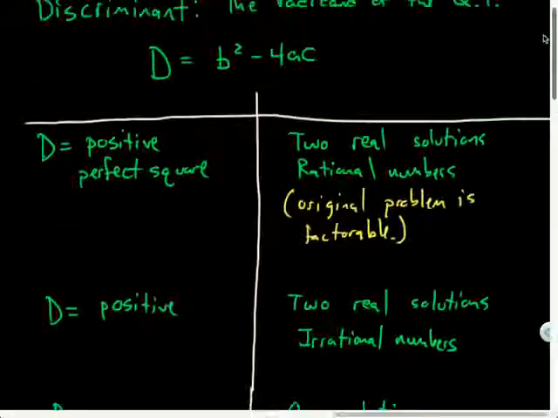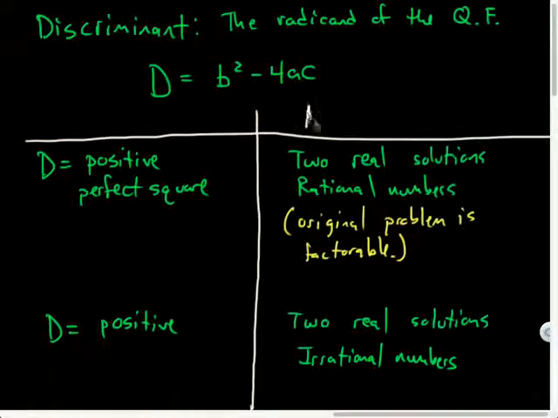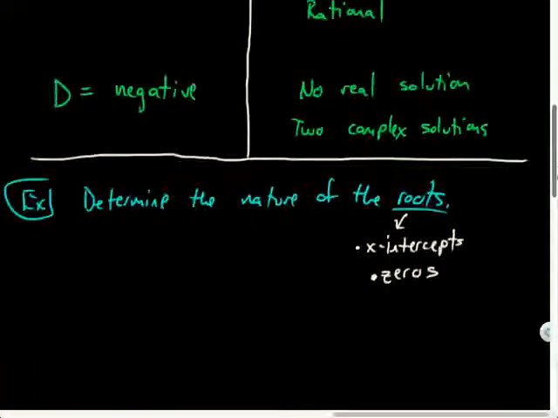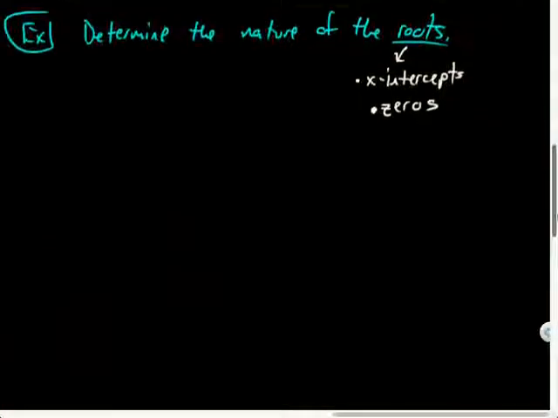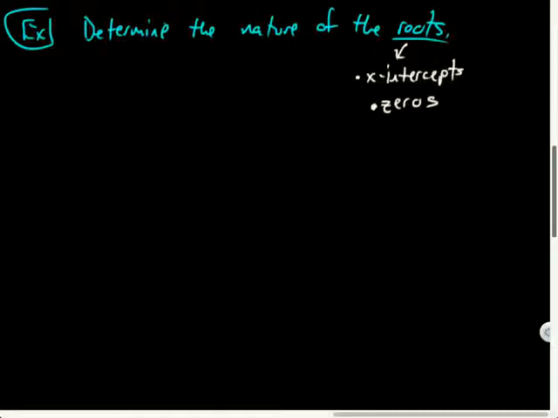Everything's good. So what I mean by nature of the roots, this is what I mean. How do they behave? What kinds are they? Are they rational? How many are there? So there you go.